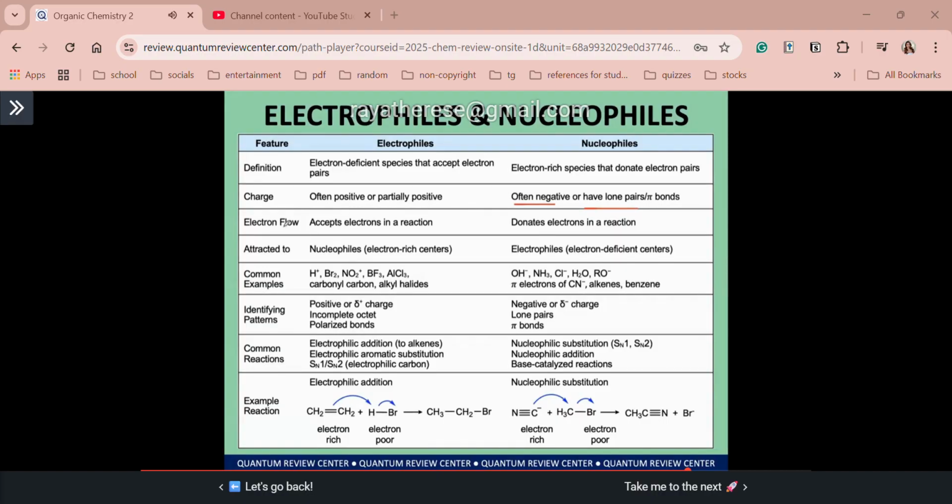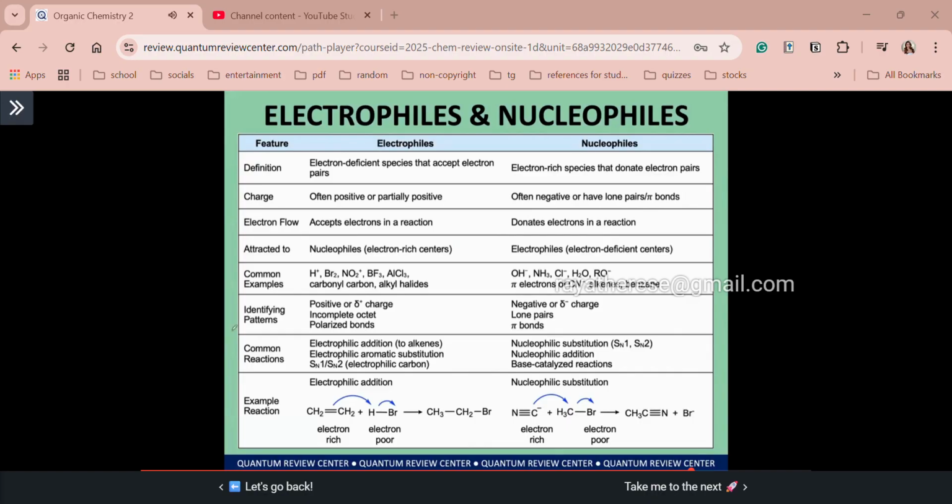For electron flow, your electrophiles will always be the ones attacked because they will accept electrons coming from your nucleophiles. Your nucleophiles are the source of electrons, as they will donate those extra electrons from their structure. Class, they are attracted to each other. You can see they are complementary: you have electron poor and electron rich compounds. Don't forget our common examples here.